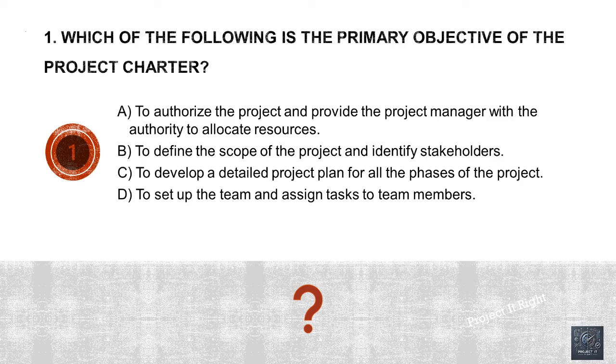1. Which of the following is the primary objective of the project charter? A. To authorize the project and provide the project manager with the authority to allocate resources. B. To define the scope of the project and identify stakeholders. C. To develop a detailed project plan for all the phases of the project. D. To set up the team and assign tasks to team members.